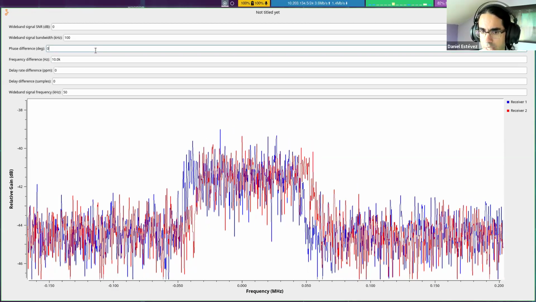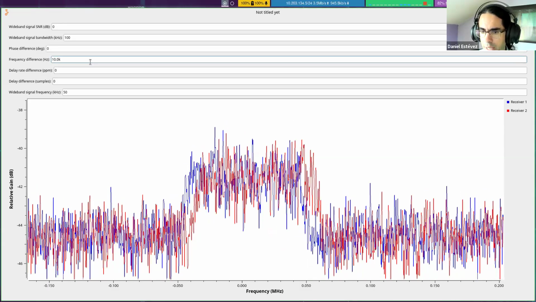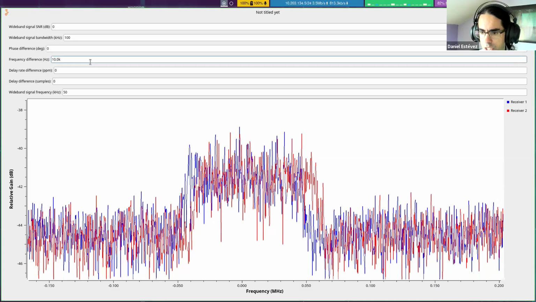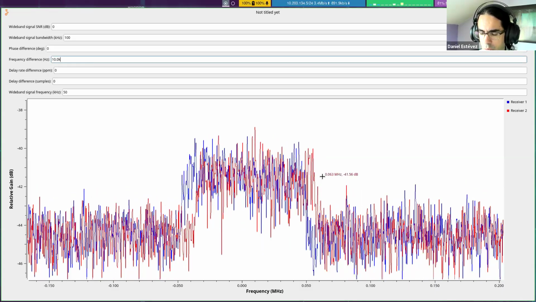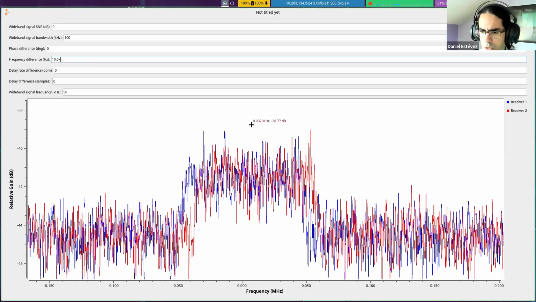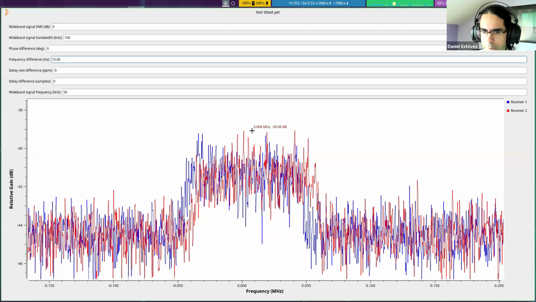However, in real scenarios, the frequency difference between two antennas will be very small. It will be on the order of just a few hertz. So we will not be able to see it on the spectrum because we don't have enough frequency resolution. But nevertheless, it will be important, as we will see.